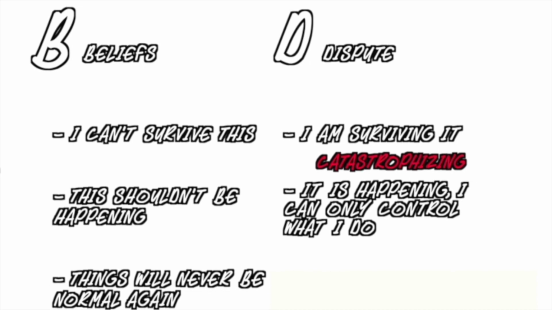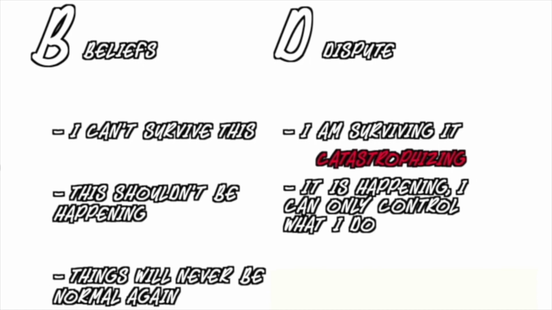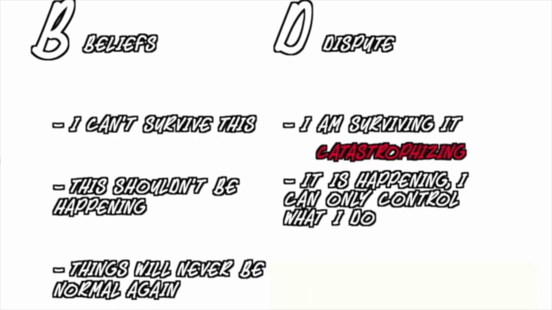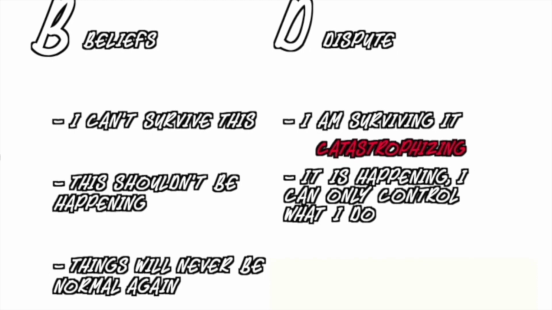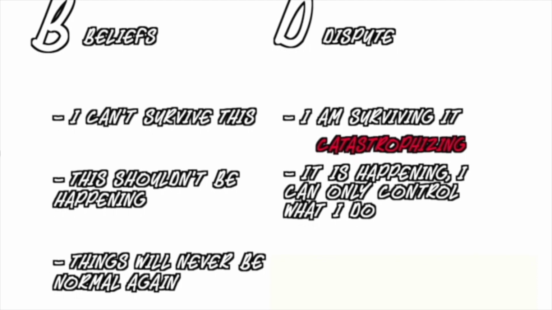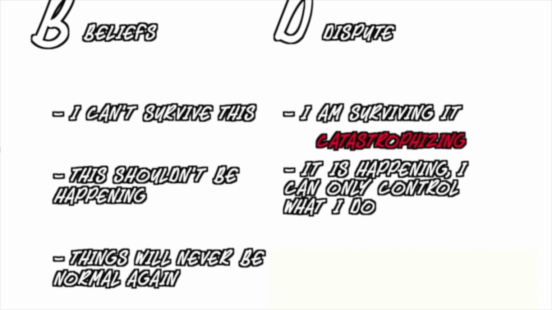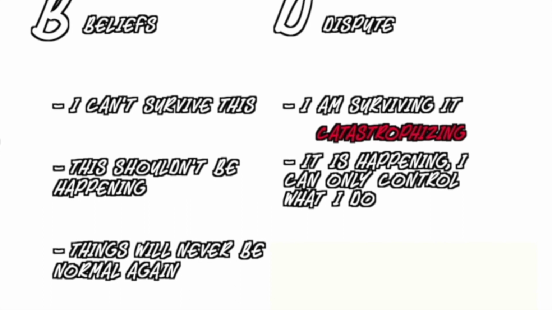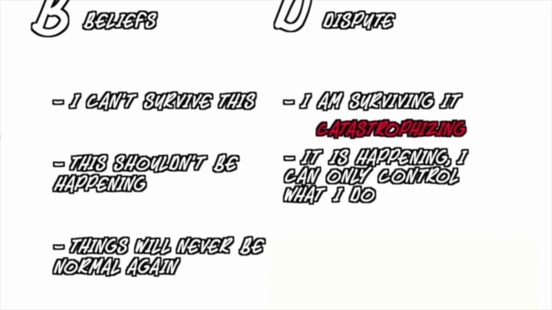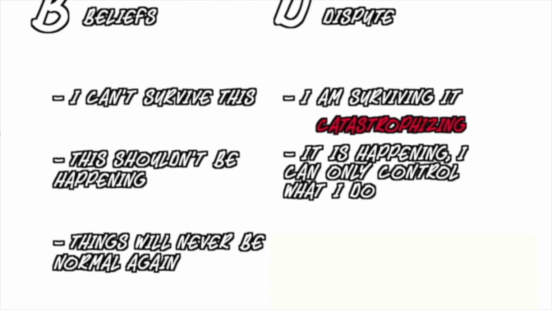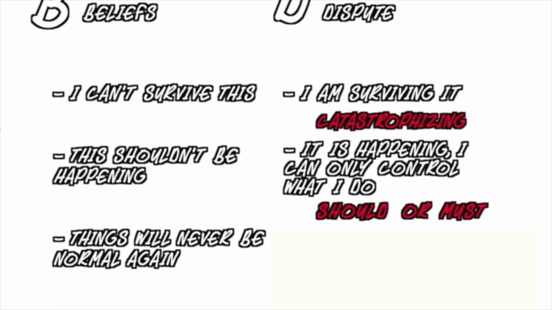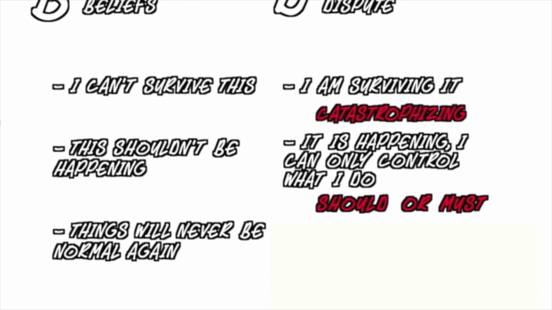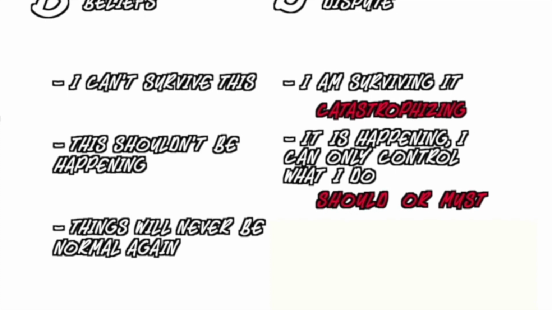The next belief I had: this shouldn't be happening. Well, it is happening, but I can only control what I do about it. I can't control what's happening. That's the way I would probably dispute that. And we know from our list of distortions that we did briefly, even though that wasn't a complete list, this is going to be from the should or must distortion, and it's an inability to accept things as they are. So saying this shouldn't be happening is just going to end up with me feeling anxious or angry or frustrated, but there's nothing I can do about it. So should or must, and that goes in red.